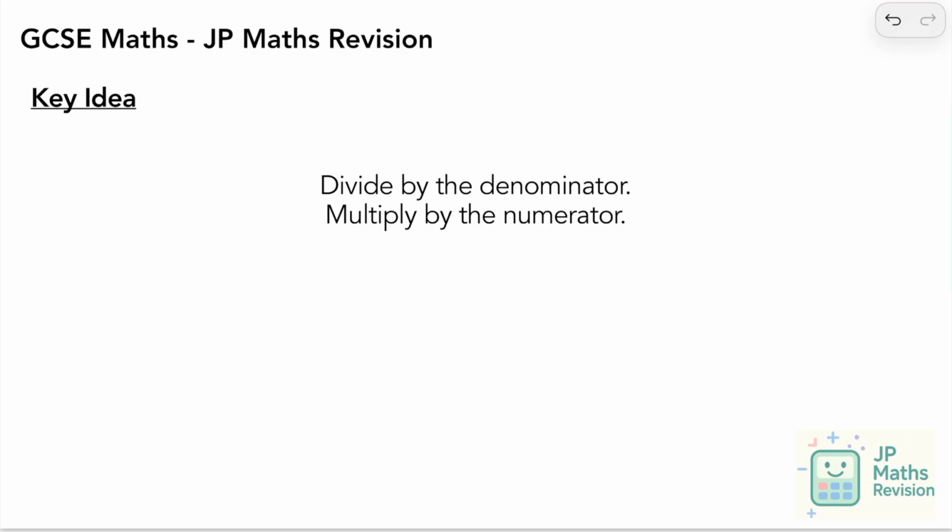So for example, if we wanted to find 2/3 of 6, we would divide by 3 to find 1/3, and we would times by 2 to find 2/3.